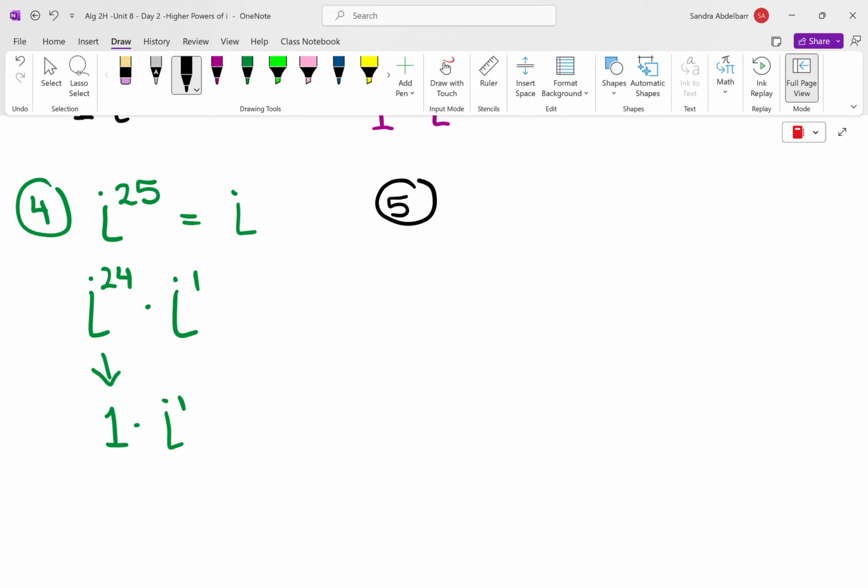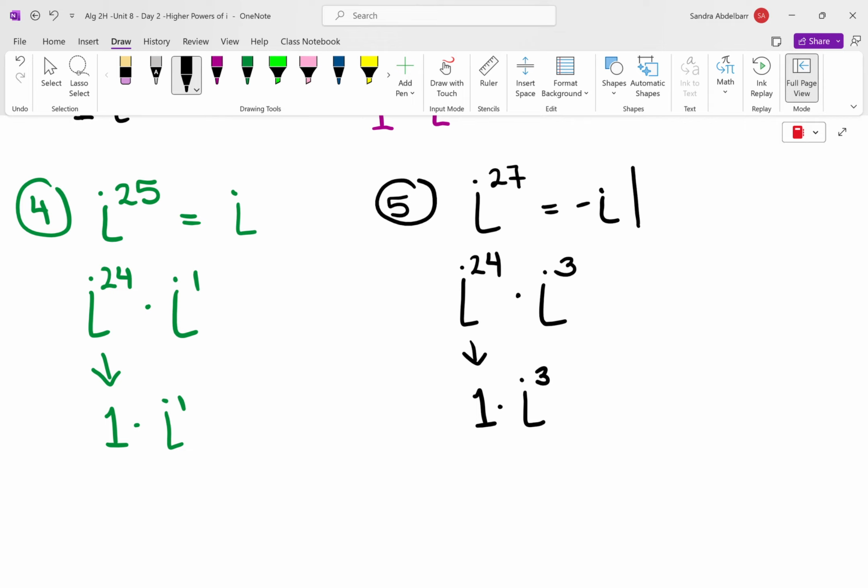Okay, what about if I had you do this? i to the 27th power. Right, again, we're going to change it into a multiple of 4. So we're going to change this into i to the 24th times i to the what? Third. Every multiple of 4 becomes just 1. So then we have i to the third, but we should have memorized this. What's i to the third? -i.